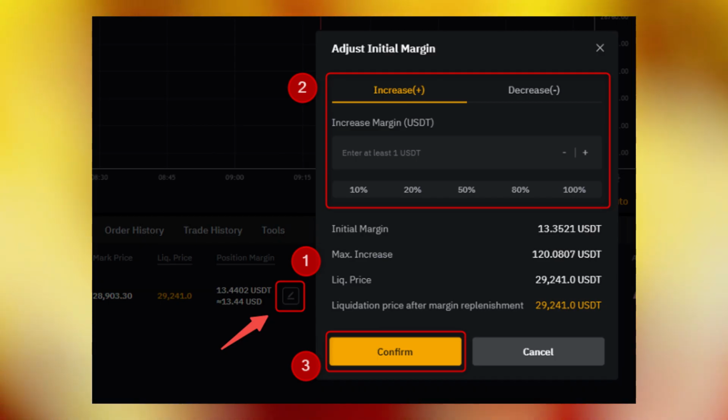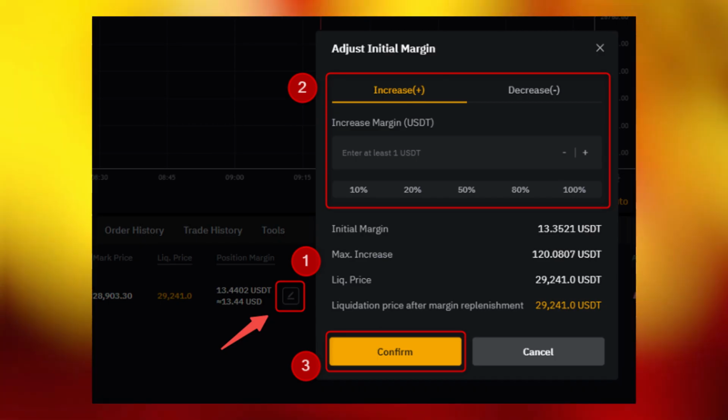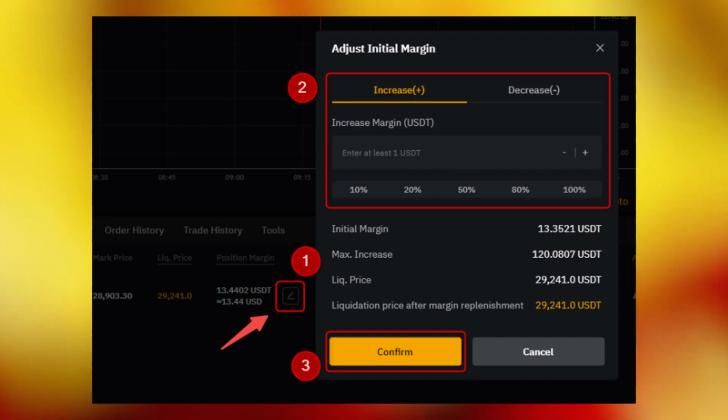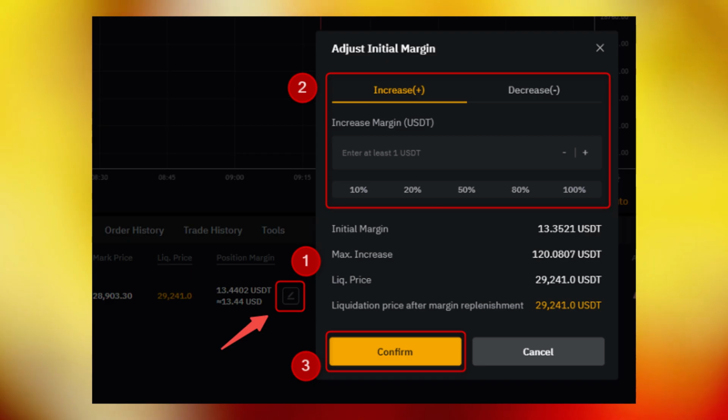Once everything looks good, click buy or long if you expect the asset to rise, click sell or short if you expect the asset to fall, and confirm your order in the pop-up window. A pro tip: always set stop loss and take profit when opening futures trades to protect your margin and manage risk.